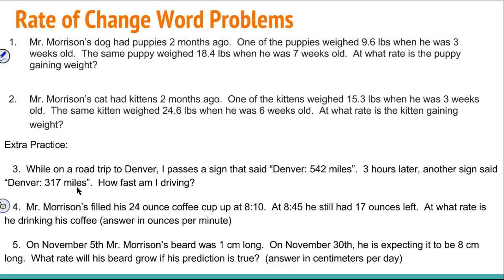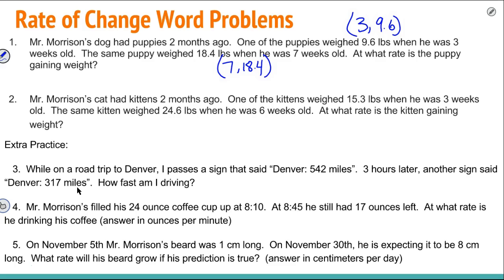Mr. Morrison's dog had puppies 2 months ago. One of the puppies weighed 9.6 pounds when he was 3 weeks old. That is 3, 9.6. We have that ordered pair there. Same puppy weighed 18.4 pounds and he was 7 weeks old. So 7, 18.4. At what rate is the puppy gaining weight?